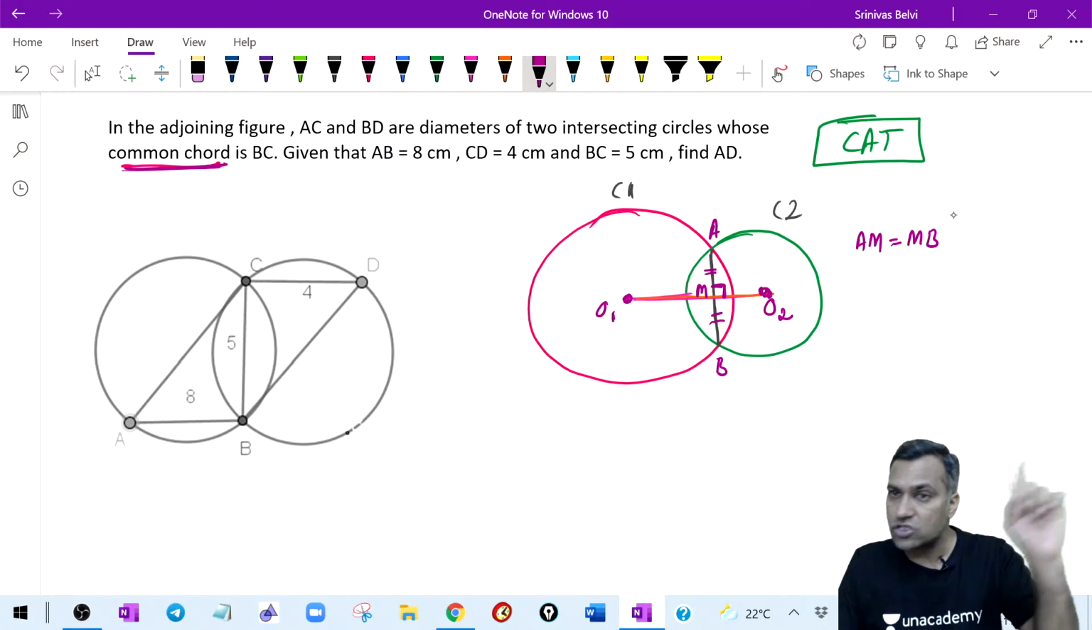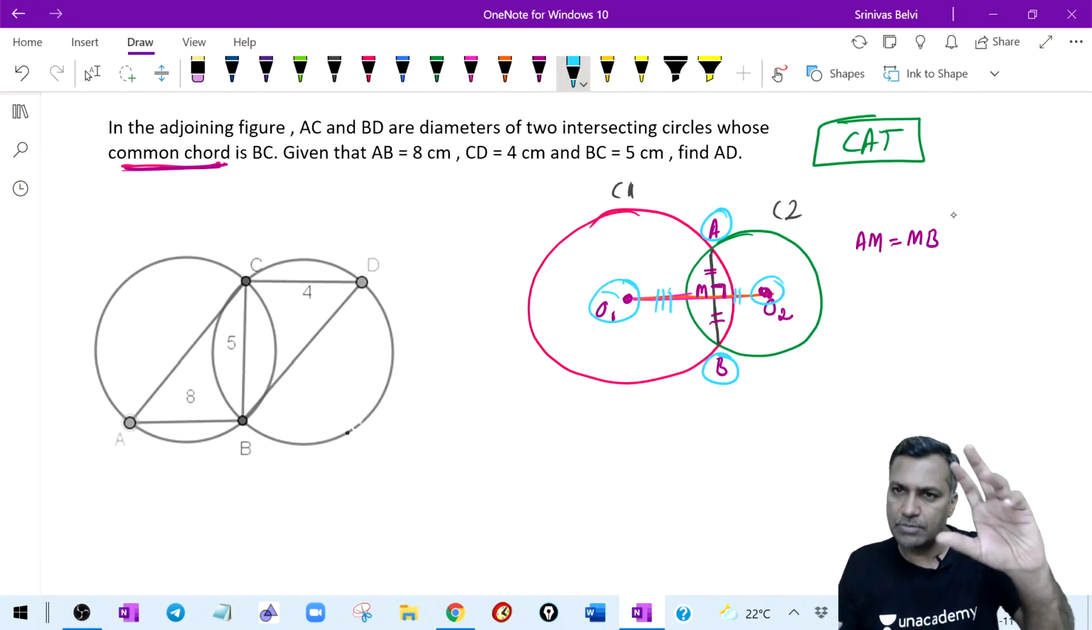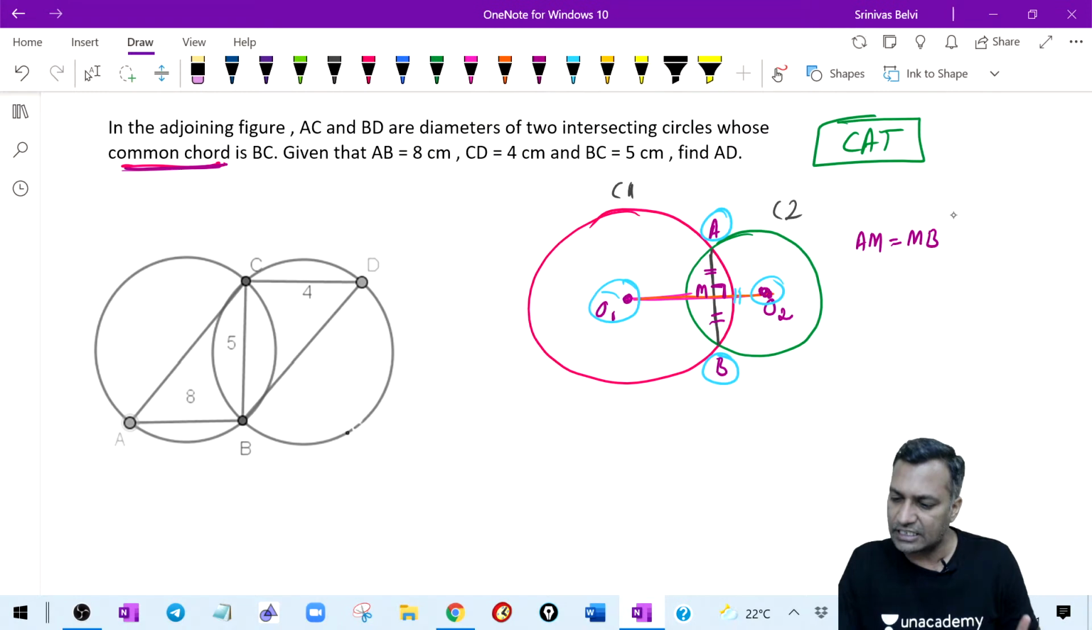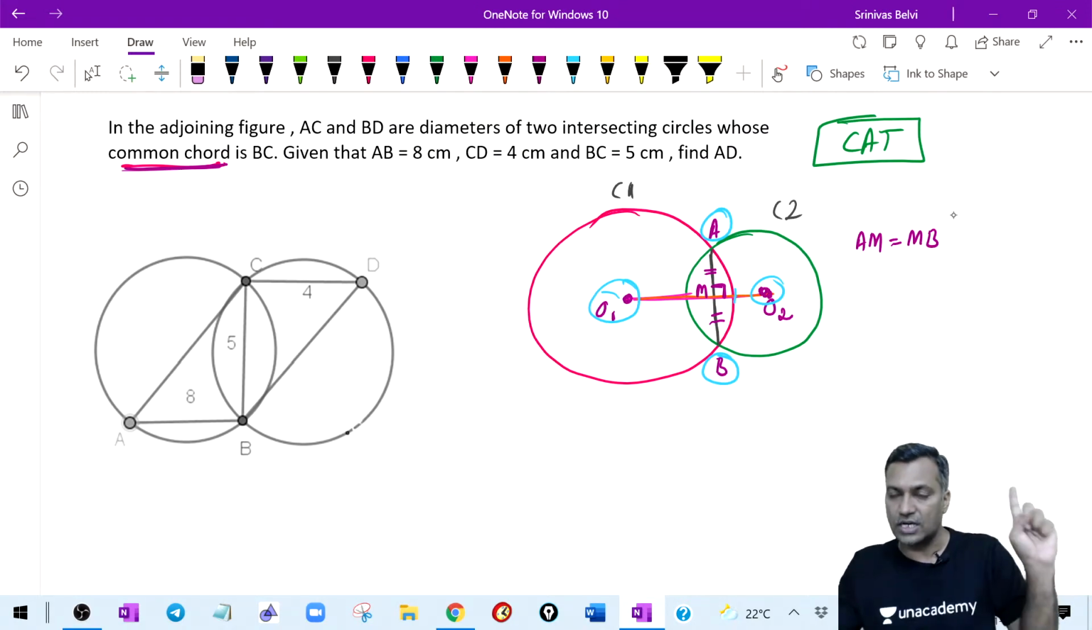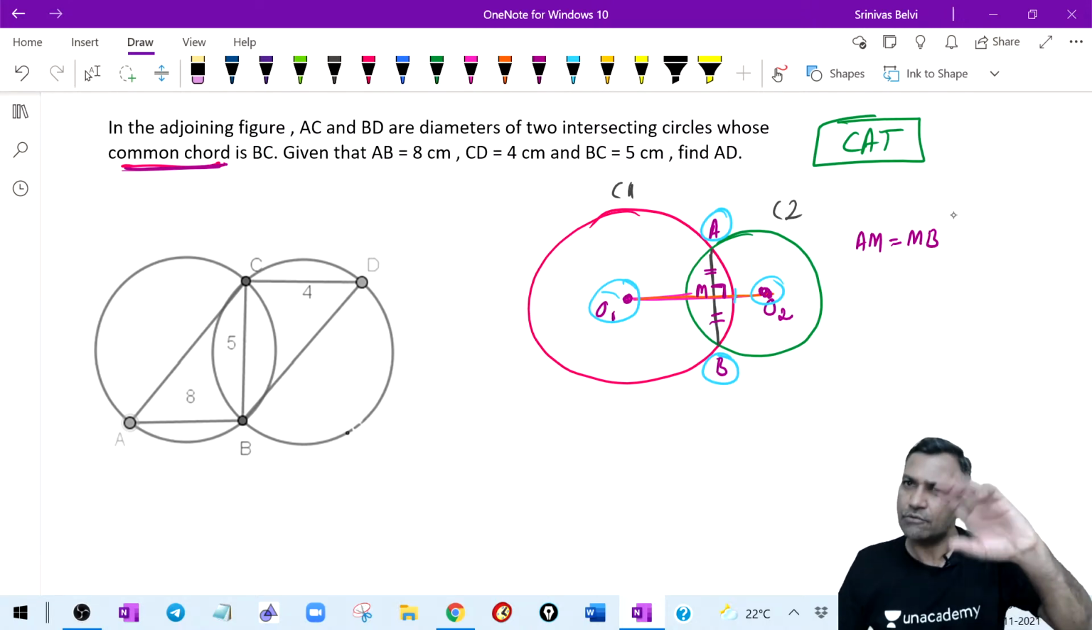Now the common chord does not bisect the line joining the centers. Don't try to prove that AB, the common chord, will bisect the line joining the centers. No, that need not be. That can be possible only if the circles are equal. The other way around is not necessarily true. What is true is that the line joining the centers bisects the common chord orthogonally. Based on that, some beautiful CAT questions were presented. We will see it in the next class.